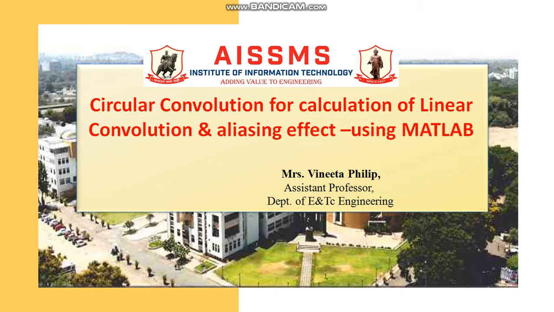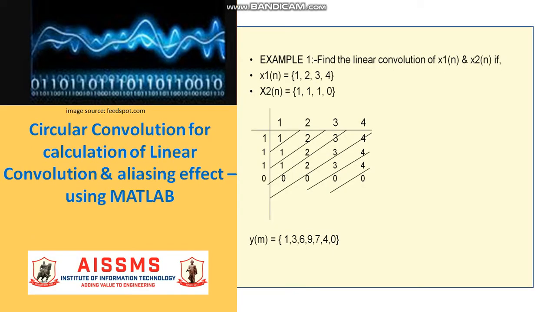Convolution of two sequences in time domain is equivalent to multiplication of their DFTs in the frequency domain. Here we take two data sequences x1 of n and x2 of n, each of length 4. These sequences are to be filtered, so we have to convolve the two sequences linearly. Linear convolution by using matrix method is as shown. Here each row element is multiplied with the corresponding column element. The result obtained is added across the diagonal line, and we find that the result obtained by using linear convolution for this sequence is 1, 3, 6, 9, 7, 4, 0.